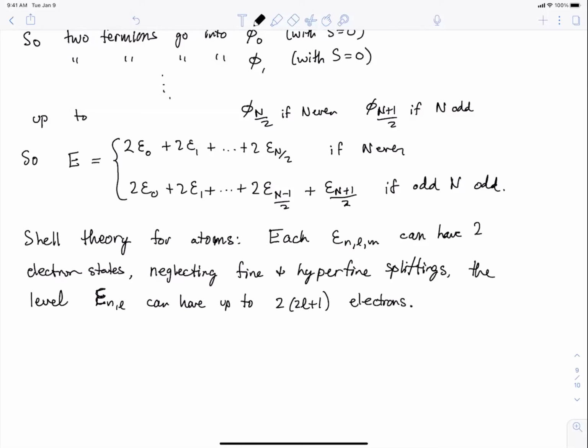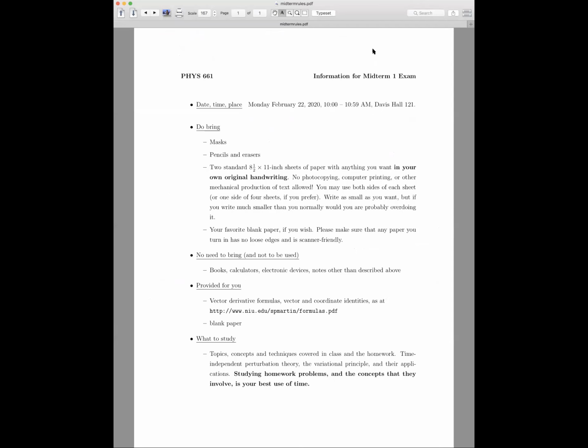All right, so the other thing is that we have a midterm coming up next Monday. On the course webpage, I put the rules for the midterm. Let me share the screen for that. You can download the same thing that I'm about to share from the webpage. Again, most of you have taken exams in this course before, but let me just go over it very quickly.